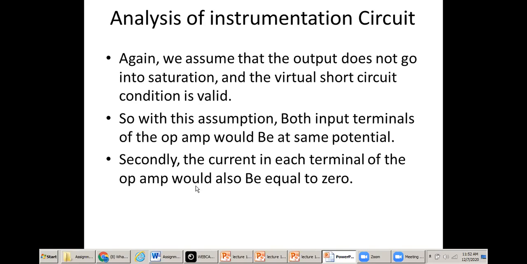So again we assume that the output does not go into saturation. Basically, I want to analyze this instrumentation circuit. So before the analysis, I want to use some assumptions. First assumption is that the op-amp is not going into saturation.